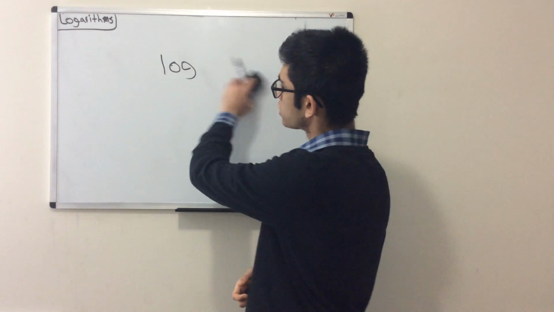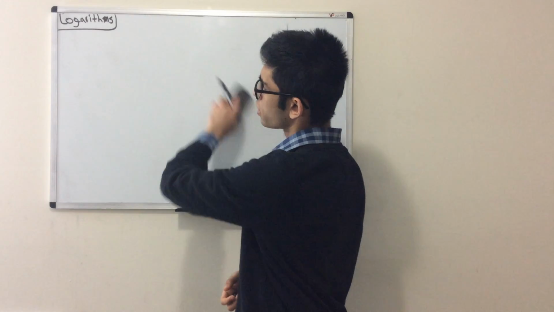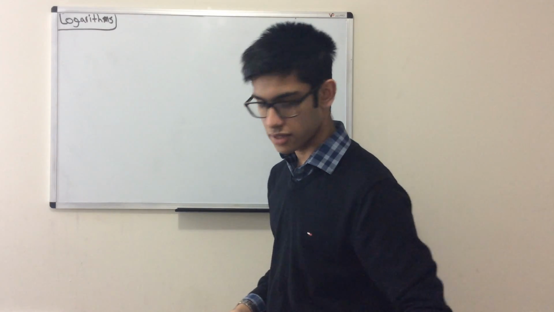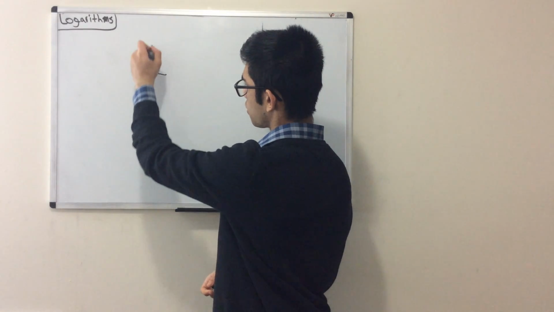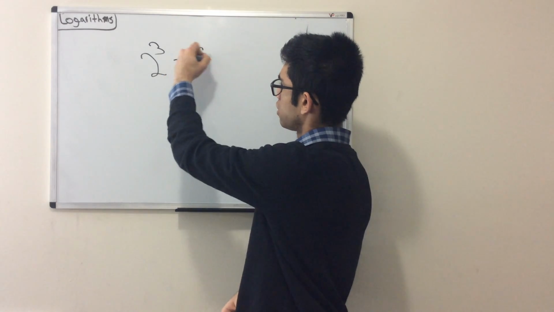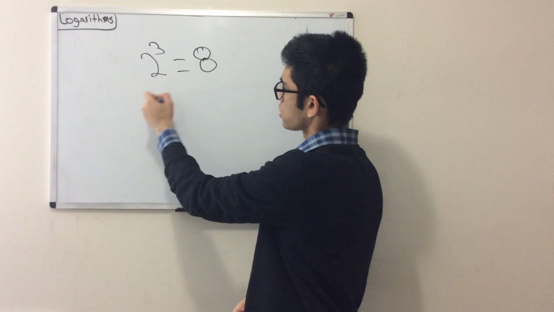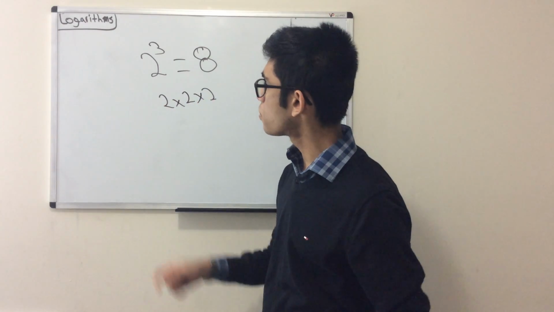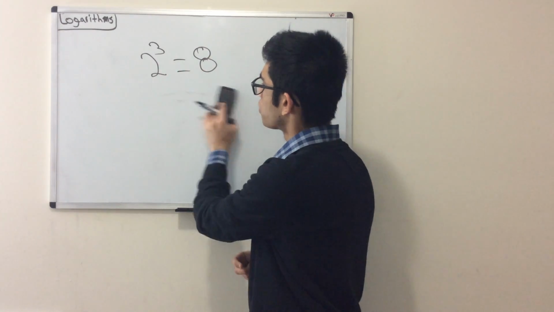So before we deal with logs, let's talk about something we already know. If you watched my exponent videos, you probably know about exponents, but let's say we had 2 to the power of 3. We know that to be 8. It's the same thing as 2 times 2 times 2. 2 times 2 is 4, times 2 is 8. So that's what we are used to seeing exponents written as.